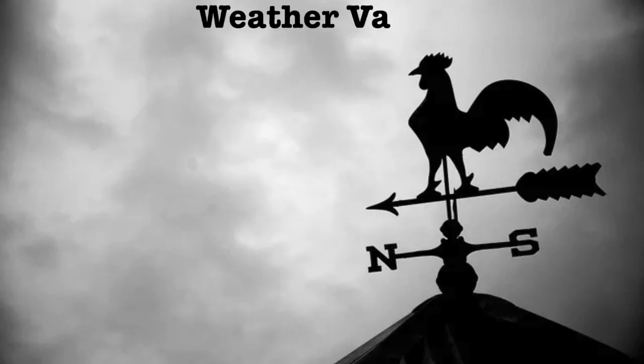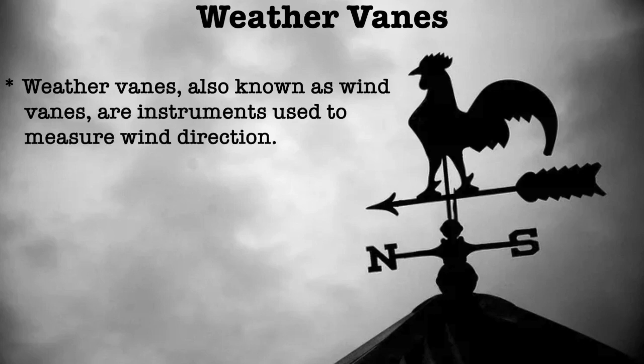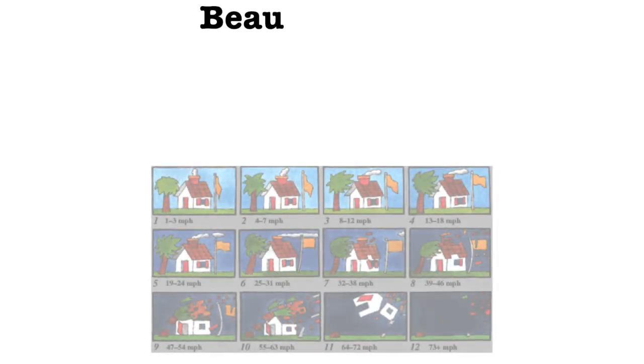Next is weather vanes. Weather vanes, also known as wind vanes, are instruments used to measure wind direction. They consist of an arrow or pointer attached to a fixed vertical rod which aligns with the direction of the wind. Next is Beaufort scale.